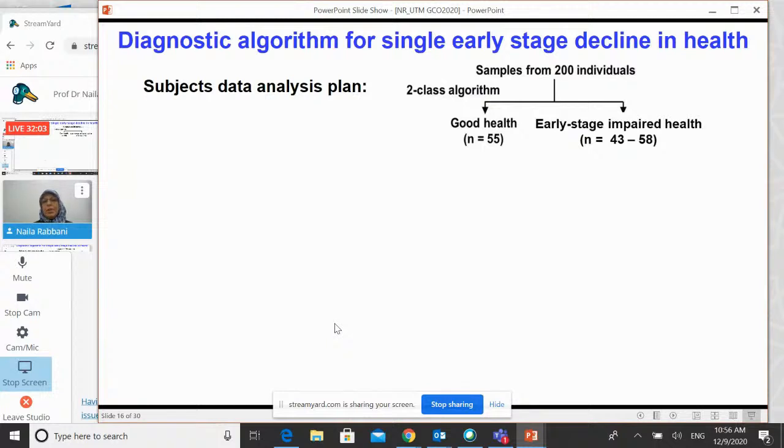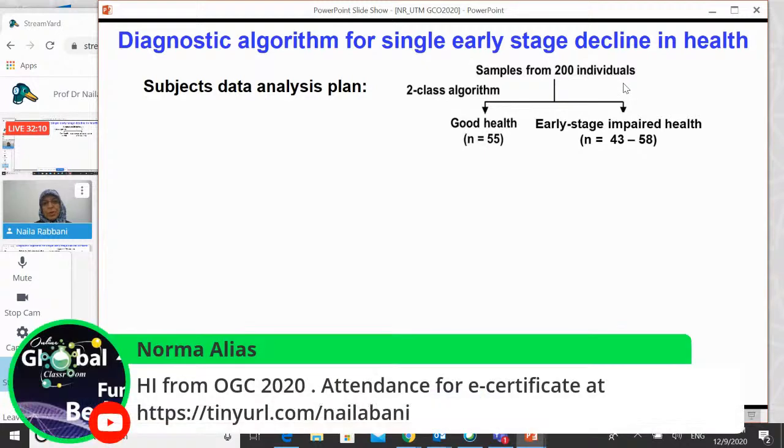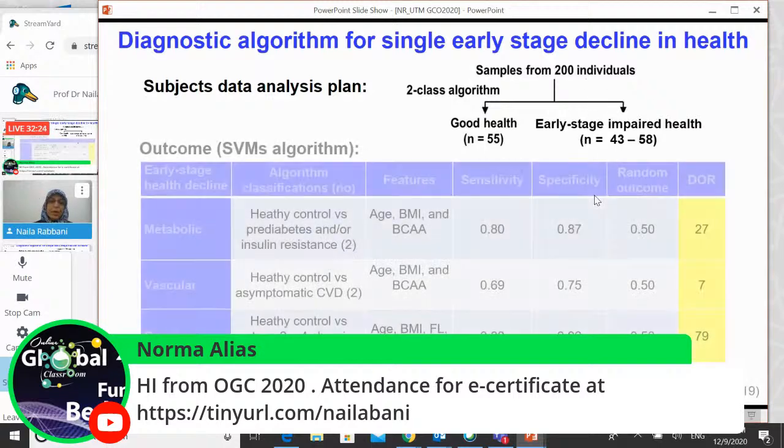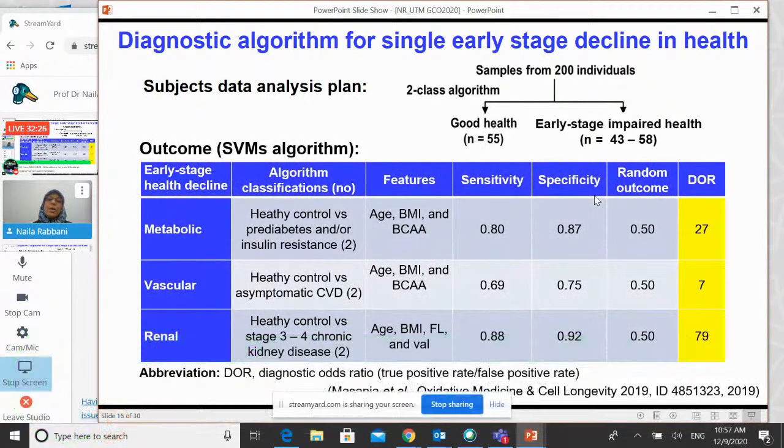So we developed two... This is showing the subject data analysis plan. We have a total of 200 individuals recruited, and the first step was to develop a two-class algorithm where we were comparing good health versus impaired health, and it has all of the people with three different categories. And this was the outcome. We used the support vector machine algorithm. We tried all of these different programs, and SVM gave the best algorithm for these categories.